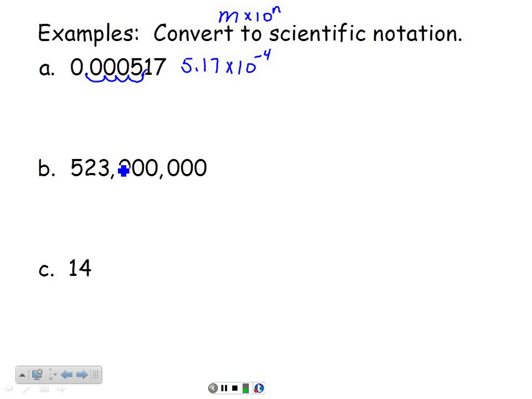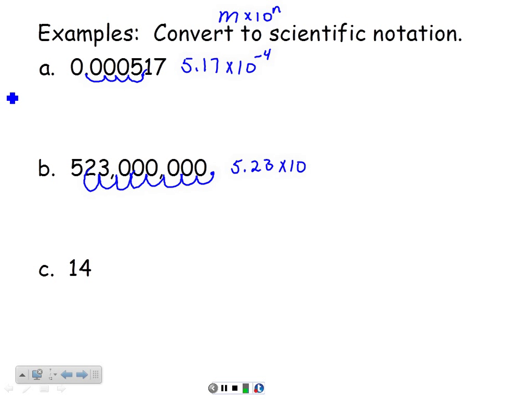Now look at letter B. I don't see a decimal here. Well, if you don't see a decimal, where is the decimal always understood to be? It's always understood to be to the far right. So now let's start moving this decimal to the left until we hit a number between 1 and 10. So follow along with me and think when I've got a number between 1 and 10. And I think that'll do it. So if we have 5.23 and we get to drop all those other zeros, 5.23 times 10.